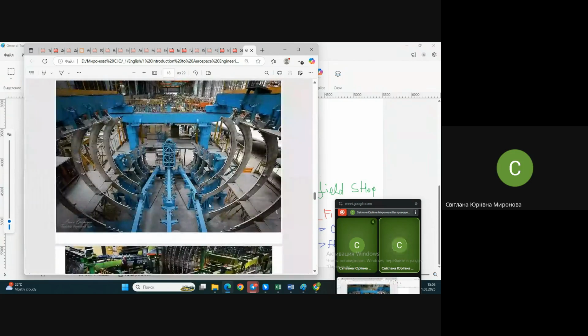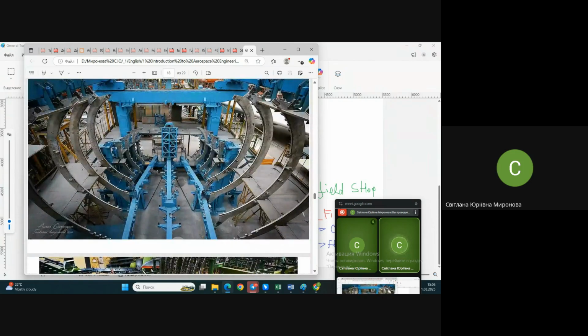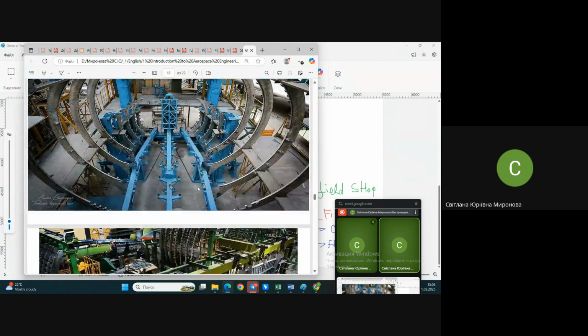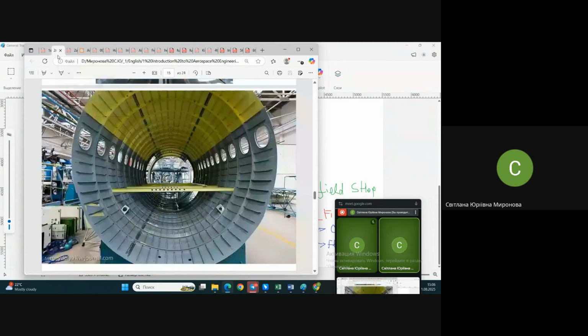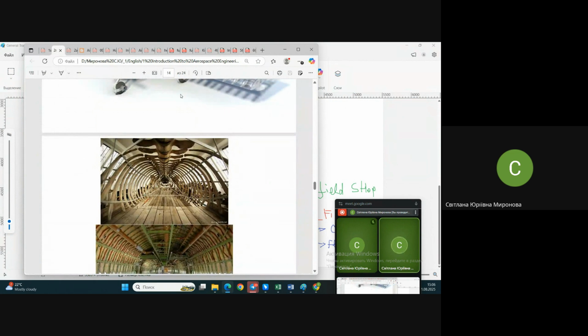And it's already for the fuselage. That one looks, as for me, rather simple, by the word. Someone lost it.